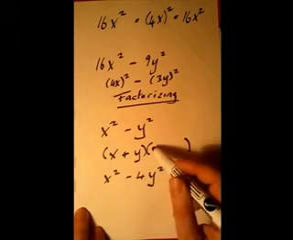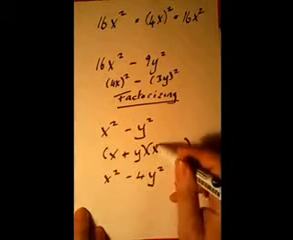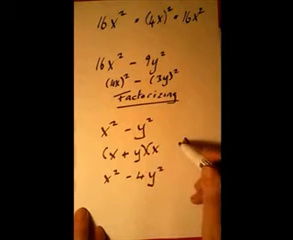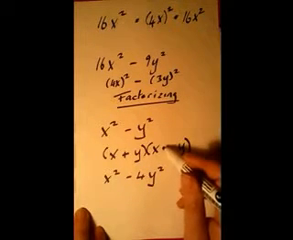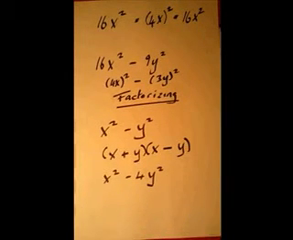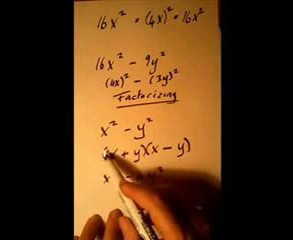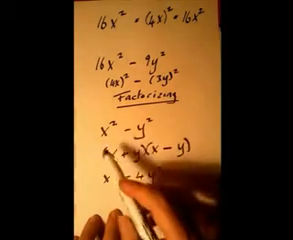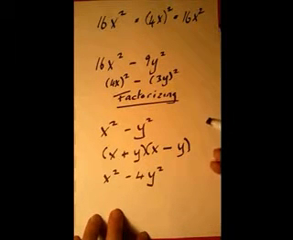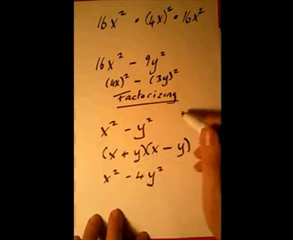We do the same thing again here. What's been squared here, an x. What's been squared here, a y. And then just put a minus in between. So that in fact is our answer. So these are the factors of this expression. And you can always test that out by multiplying these two out.